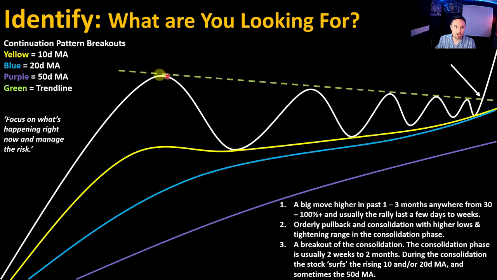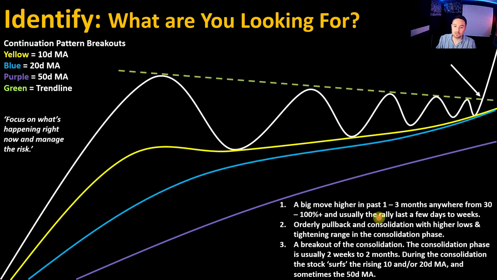The green line is going to be a trend line. And then for the purpose of this, the yellow is the 10-day, the blue is the 20-day, and the purple is the 50-day. So number one, a big move higher in the past 1 to 3 months, anywhere from 30% to 100% plus. And usually the rally lasts a few days to weeks.